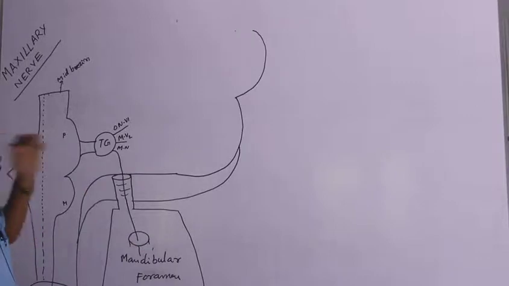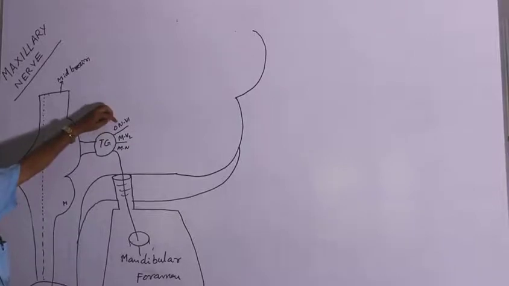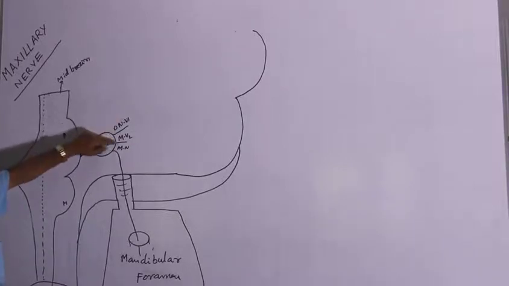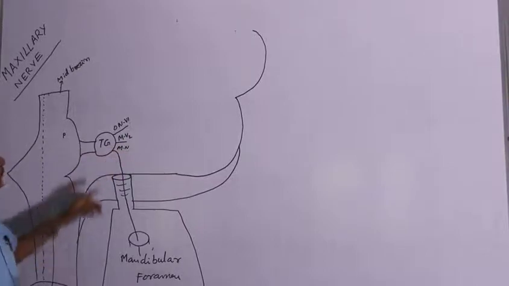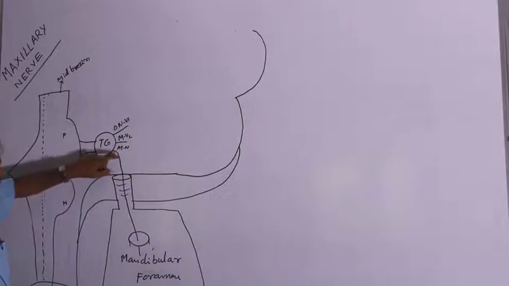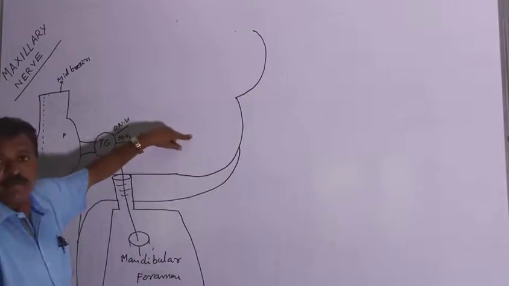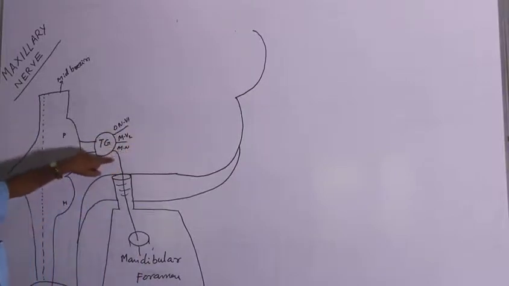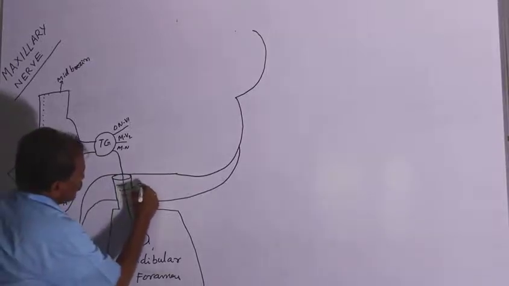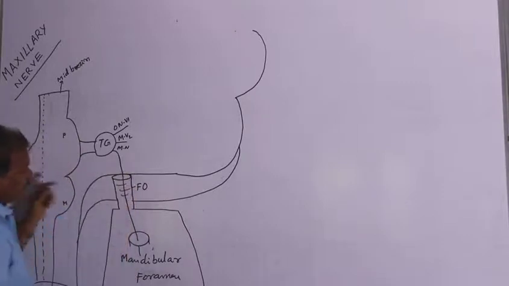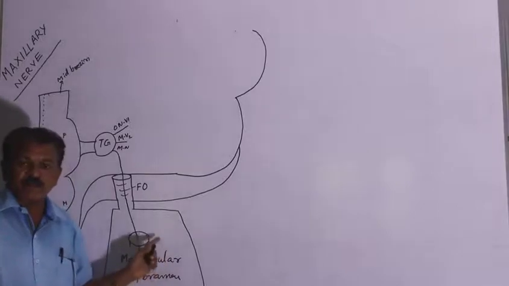So the trigeminal ganglion gives three branches: ophthalmic nerve V1, maxillary nerve V2 and mandibular nerve. This mandibular nerve leaves the middle cranial fossa. This one is the anterior cranial fossa, this one is the middle cranial fossa. It enters into the foramen ovale, and from the foramen ovale it opens into the infratemporal fossa.